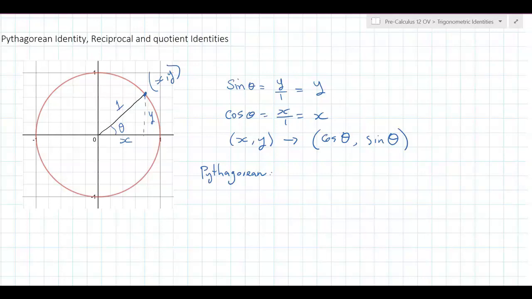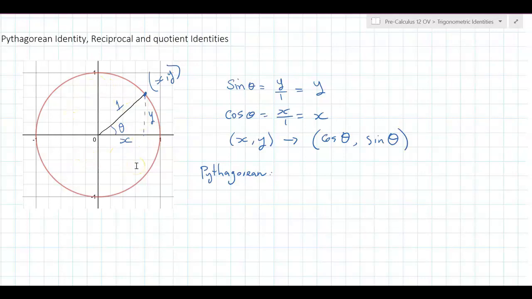All right, hello. So in this section, we are going to deal with identities, trigonometric identities. That's what the unit is. We're going to start with the Pythagorean identity, reciprocal and quotient identities. Look at this unit circle. We've looked at this before when we were dealing with the beginning of the trigonometric functions.